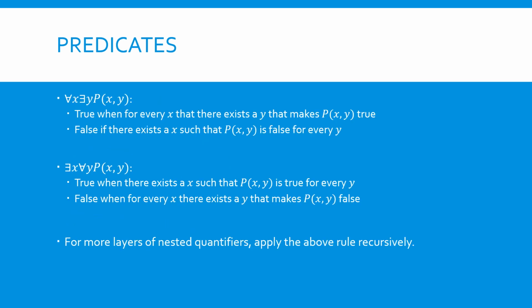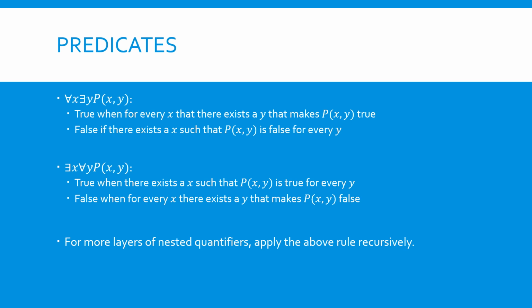Now, let's discuss nested quantified predicates with different quantifiers. First, look at the statement for all x, there exists a y such that P(x, y). It is true when for every x, there exists a y that makes P(x, y) true. It is false when there exists an x such that no y can make P(x, y) true.